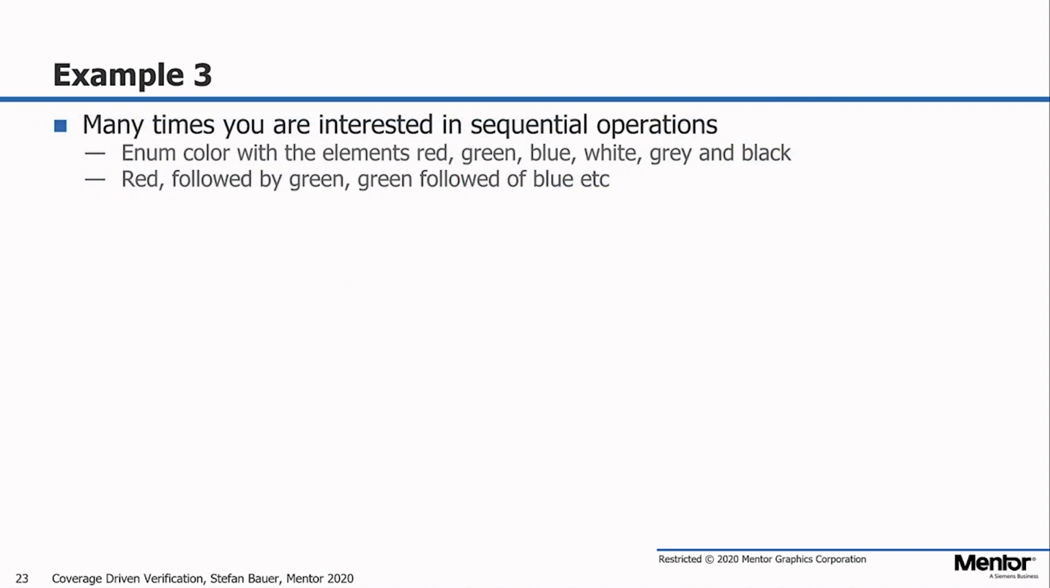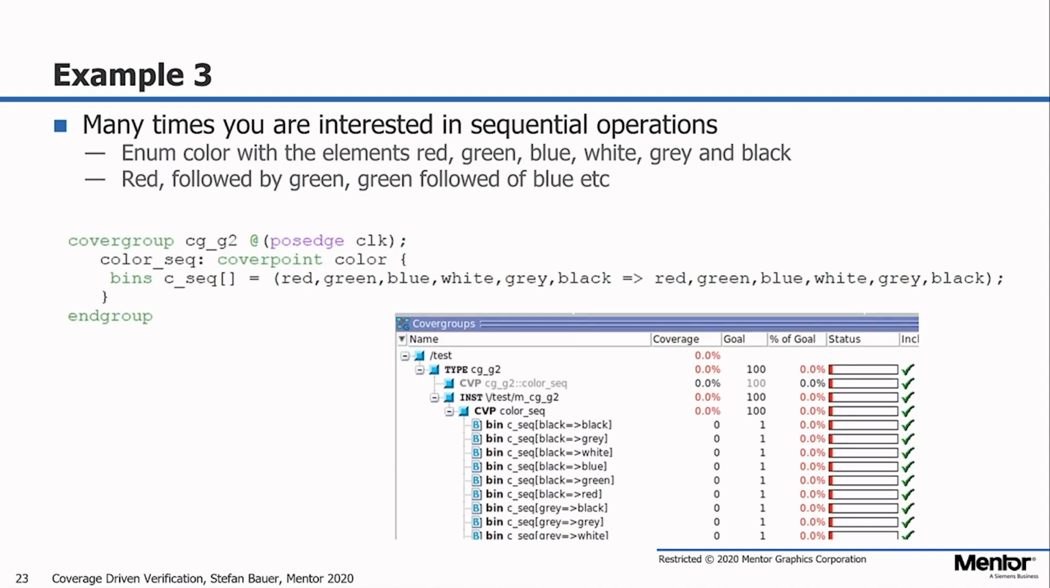Now let's have a look at my third example. Many times you're interested in sequential operations. Let's take a small example. We have an enum with the name color, and this enum contains the elements red, green, blue, white, gray, and black. And I'm interested in the sequential operations, which means red followed by green, or green followed by blue, and so on and so on. For that, I can create another cover point for my color.